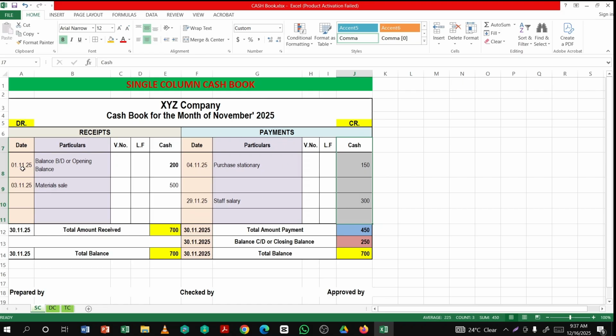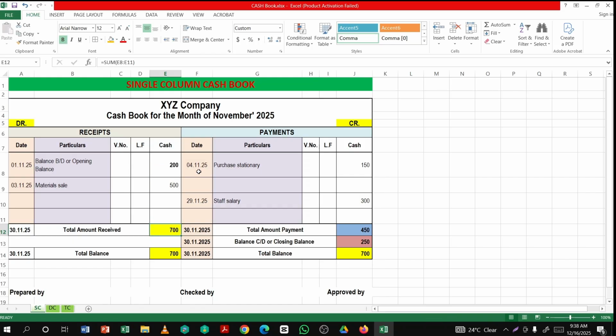1st November 2025, balance b/d or opening balance is $200. 3rd November, material sales by cash $500, and $500 cash receipt. So total cash receipt is $700.